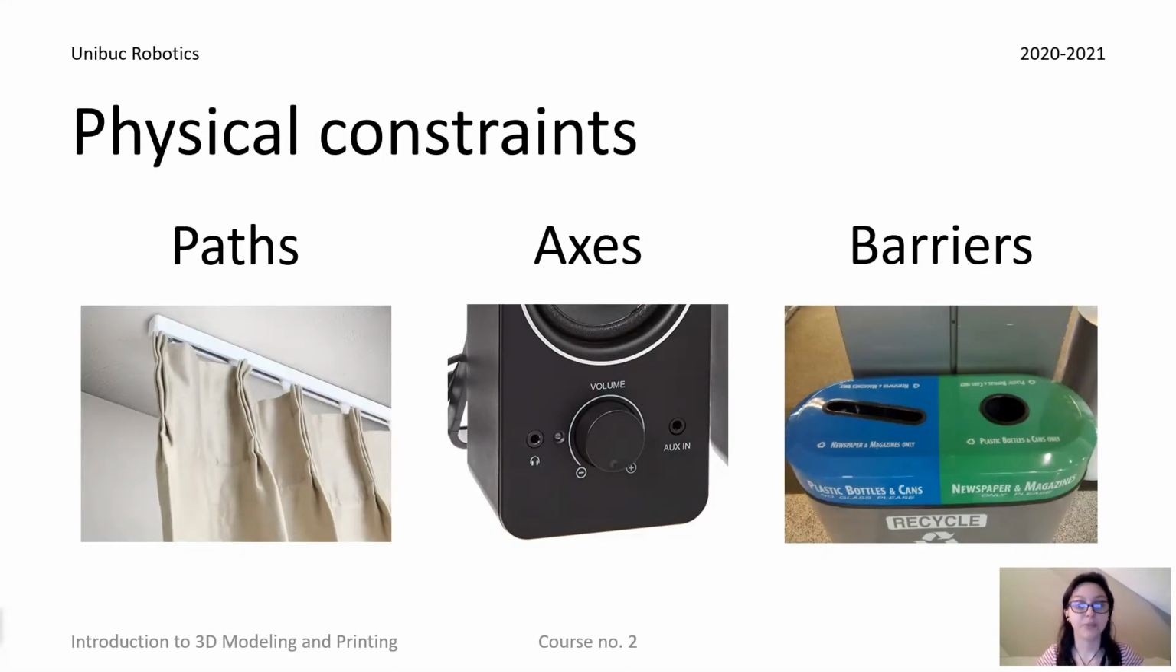The first model, the physical constraint, refers to the ability to constrain the user's actions using a physical object. There are three types of physical constraints: paths, axes, and barriers. Paths restrict user access to linear motion. This is accomplished most frequently by the use of grooves or channels. Paths are particularly useful in controls where the control variable range is relatively small. For example, for the curtains, we know how we need to move them because we have a path constraint.